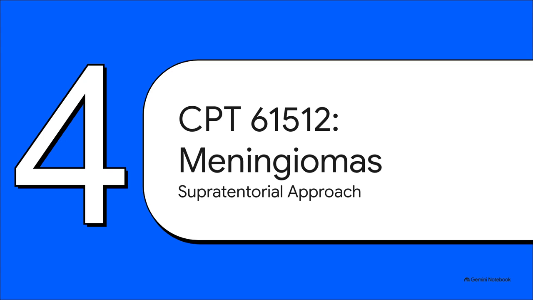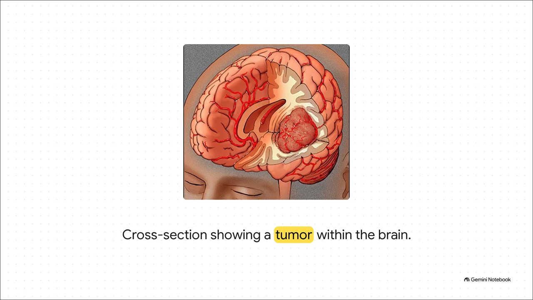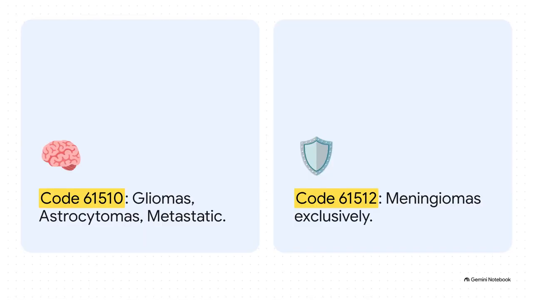Which brings us to Section 4, CPT 61512 for supratentorial meningiomas. But what happens when the pathology report tells a completely different story about where the tissue actually originated? Well, this is where your attention to clinical detail really pays off. If the tumor originates specifically from the meninges, which is that protective dural lining covering the brain, rather than the brain tissue itself, the clinical scenario and the coding rules shift entirely. We are definitely still working in the upstairs of our house, but we're dealing with a totally different type of structural issue. Once you establish that you're in the upstairs compartment, histology becomes your ultimate tiebreaker.